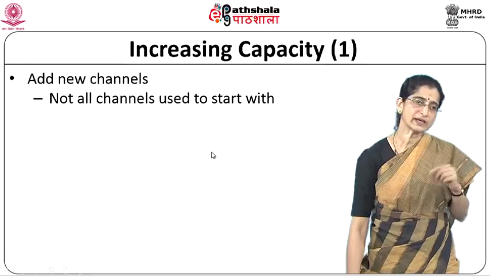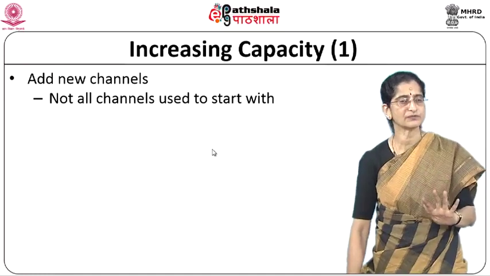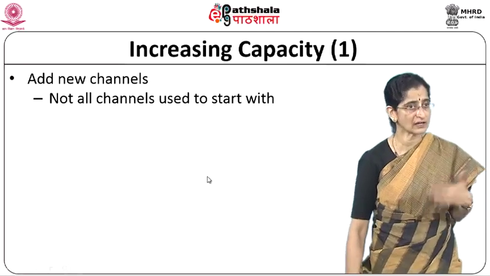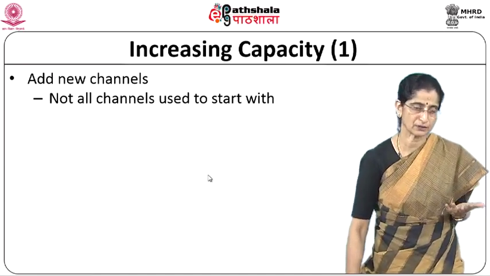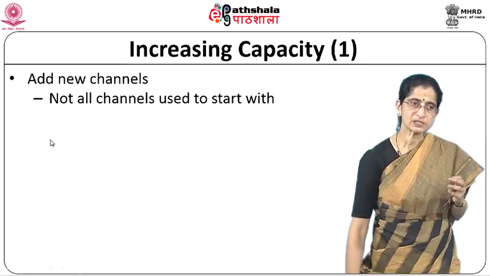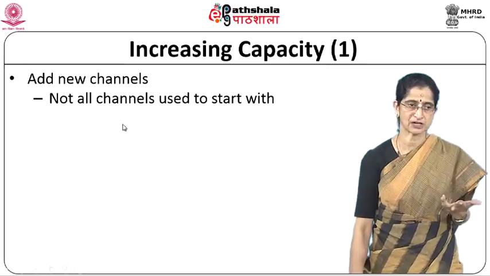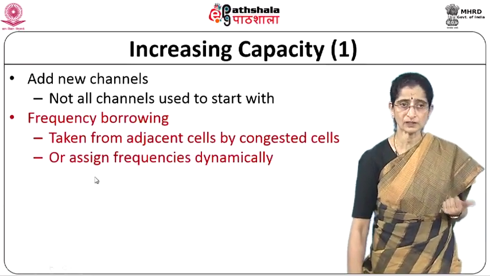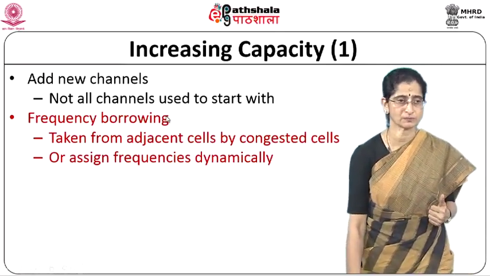Now how do I increase the capacity? We have said that so many channels are available, and we are allocating a certain number of frequencies to each cell. Is there some way in which I can increase the capacity if necessary? For instance, suppose we could at a time support only 50 calls in a particular cell, and we had to support more than 50 calls, what do you do? One thing that you could do is add new channels. Normally not all channels are used to start with, so you could add new channels, but that may not always be feasible because the frequencies, the spectrum, are getting used up quite a bit these days. So it may not always be possible.